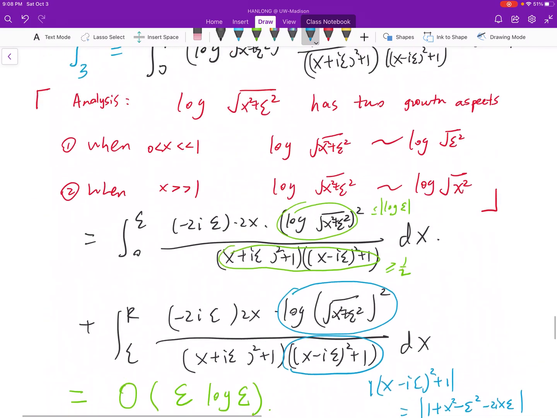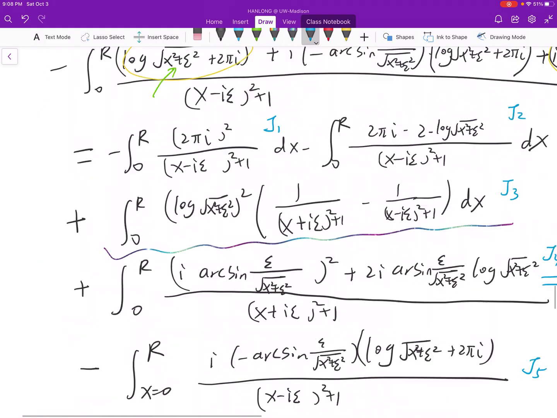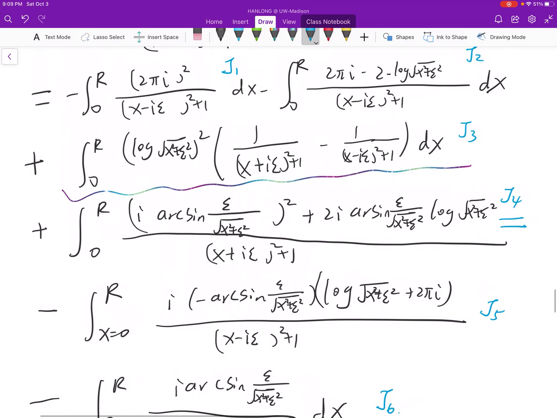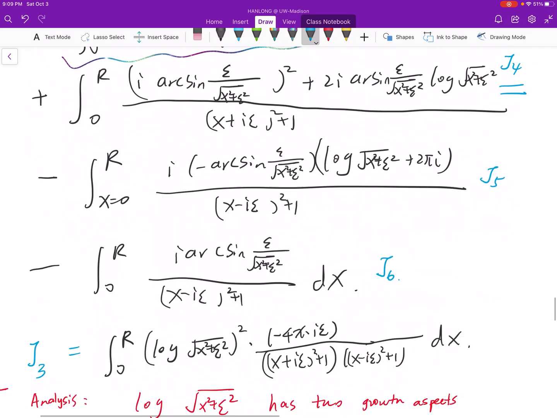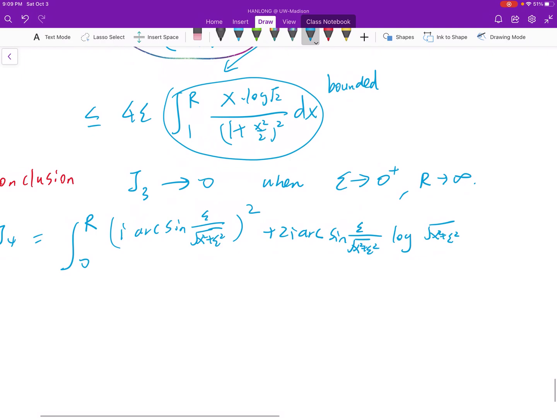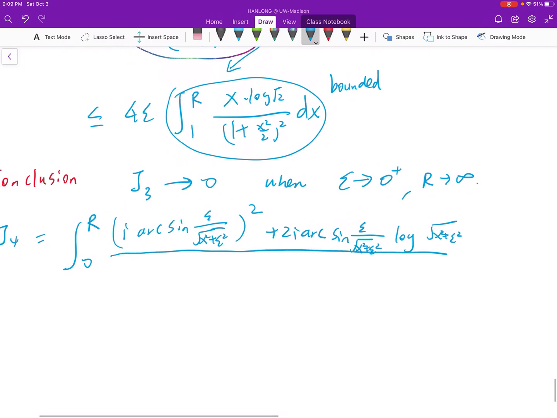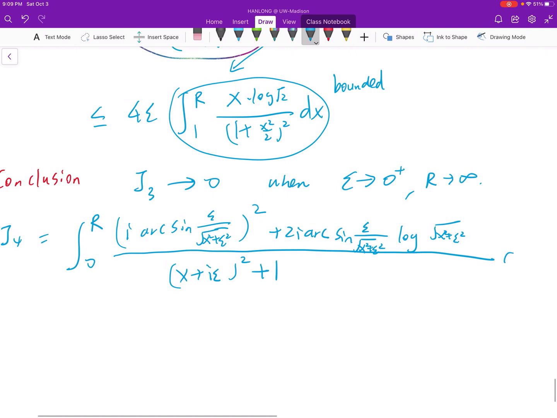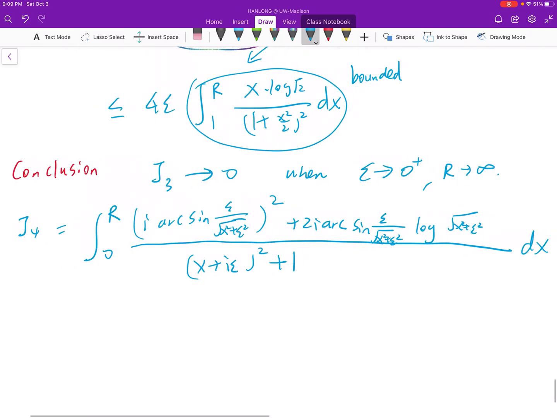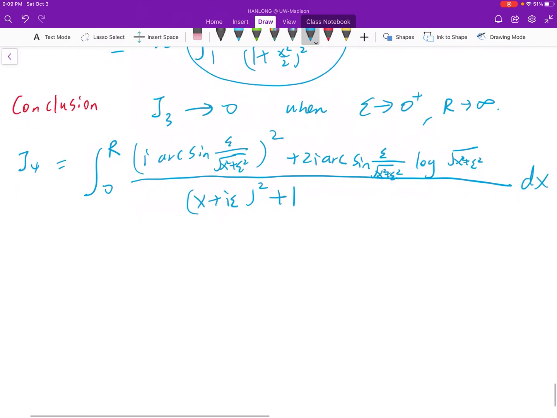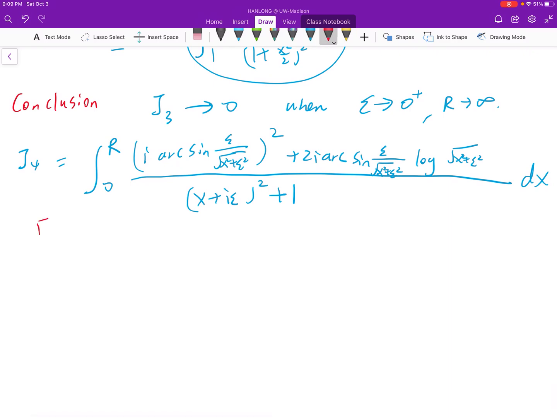So let's double check if it's correct. Yes, and divided by (x plus i epsilon) squared plus 1, dx. Okay, and let's do some analysis.